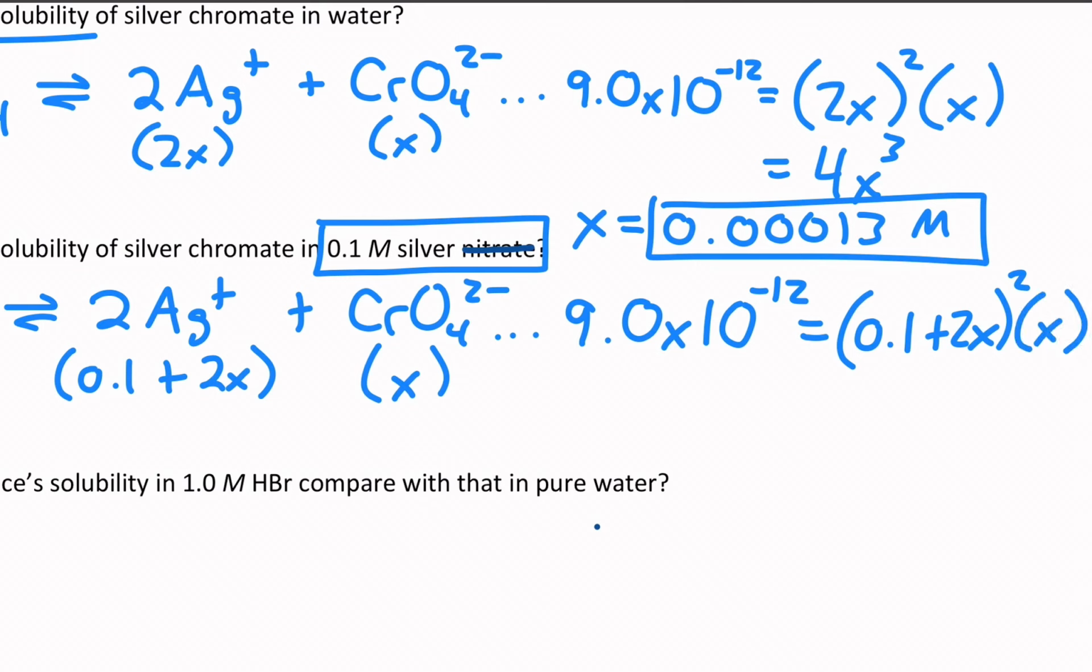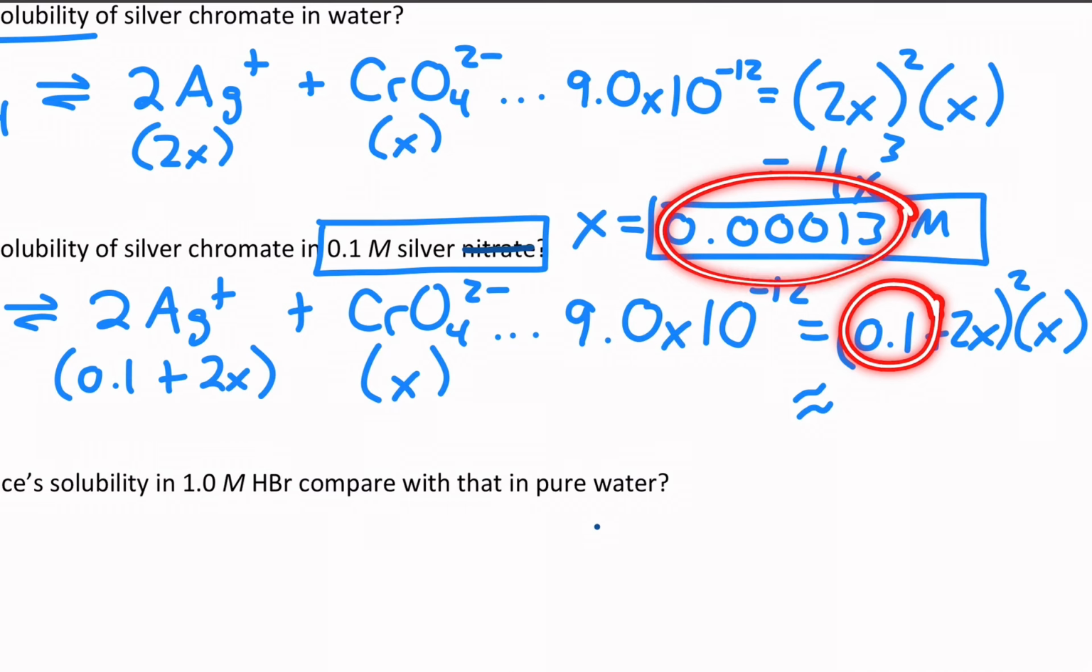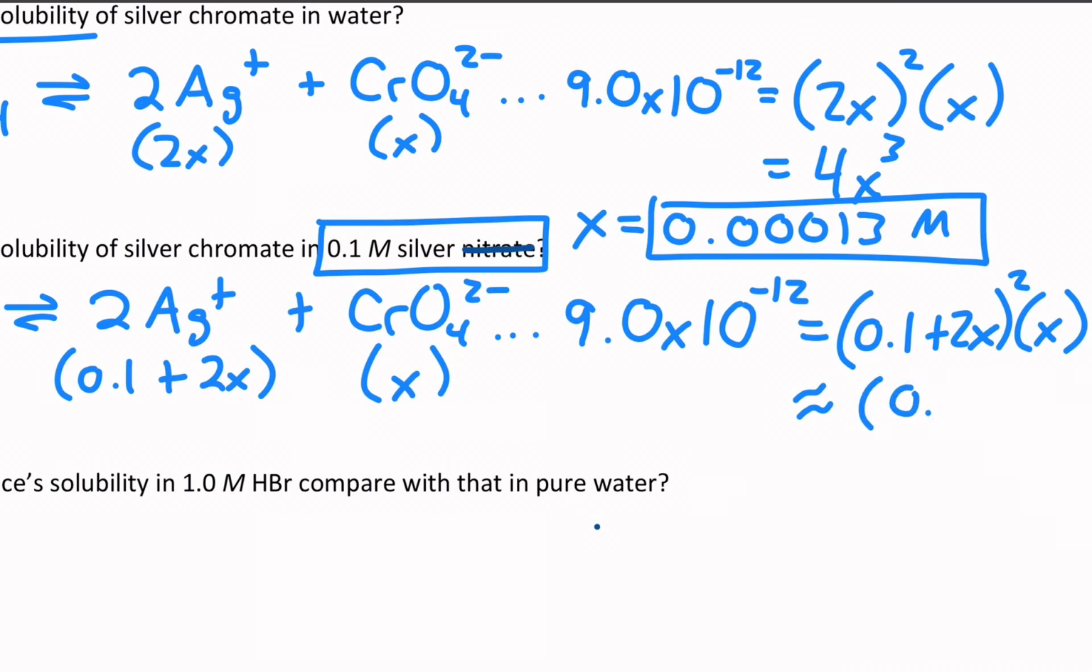Now we could expand this and solve a more complicated cubic expression, but look at how small most of these solubilities are. Compared to 0.1 molar, something like 1.3 times 10 to the negative 4 is insignificant, well below that 5% rule. Just ballparking it and looking at it, we can see that. So the silver ion concentration, let's approximate, as really just 0.1. We're not saying x is 0, we're saying that 2x is negligible compared to 0.1.